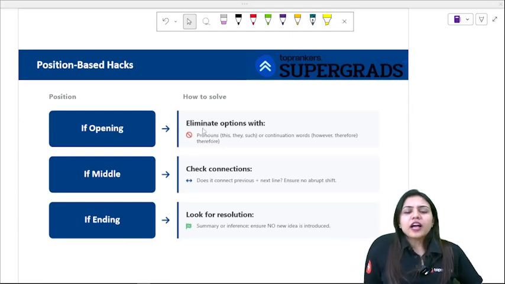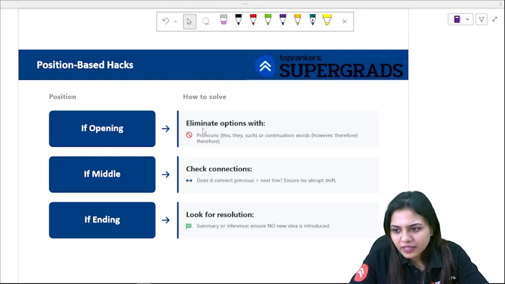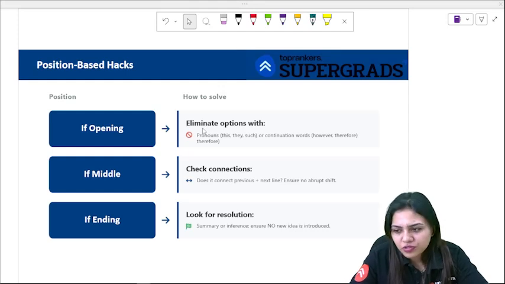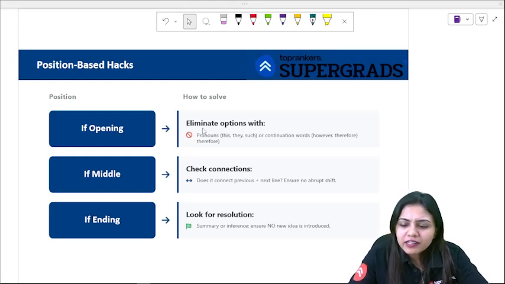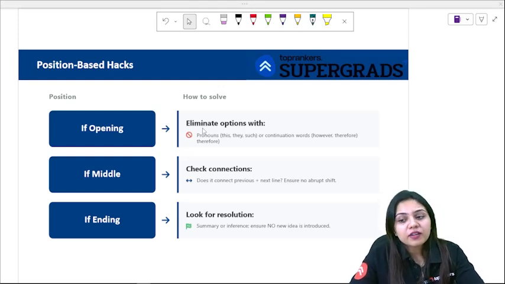Now, here we have position-based hacks. What does that mean? If the opening is missing, how do we solve it? You need to eliminate the options which have this, they, such, or any other pronouns. Or you can also be on the lookout for continuation words like however, therefore, basically the conjunctions. Why? Whenever you see a sentence using all of these words, it basically refers to some other sentence, and that some other sentence is usually the introduction. So you need to be careful about these words.